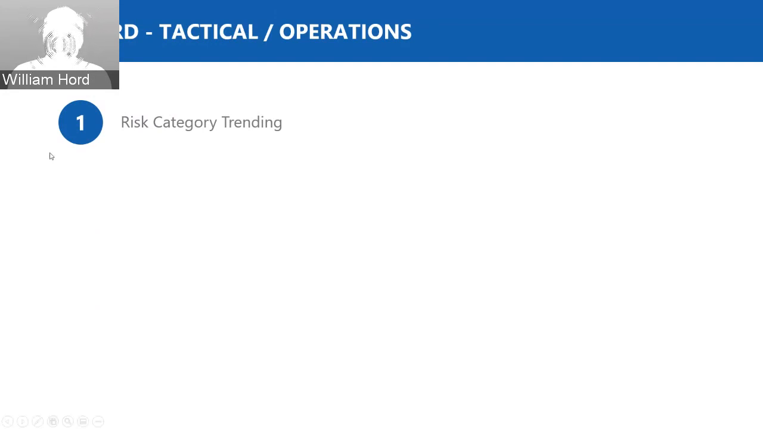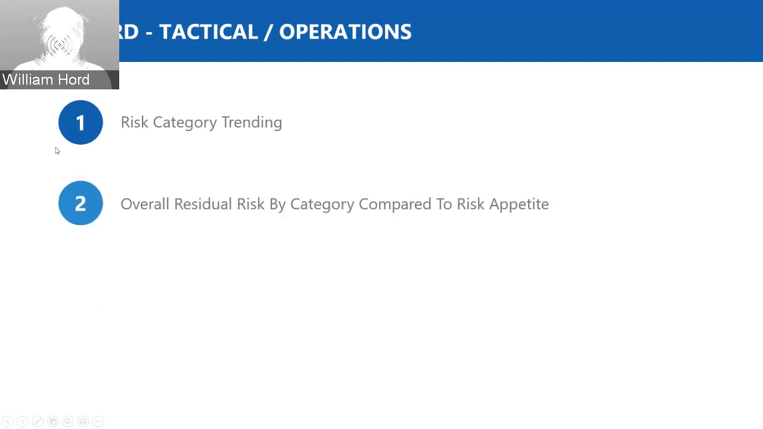So risk category trending, right? So looking at that, is compliance risk going up operationally? And if so, why, right? I would want to know as a board member, why is my compliance risk going up or going down? Why is my interest rate risk going up or down, operationally in my day-to-day dealings inside of the bank?